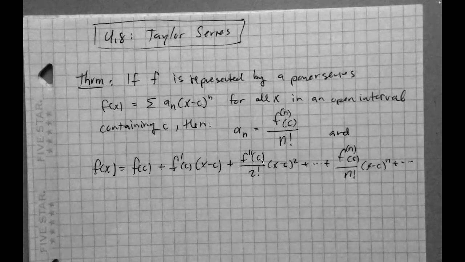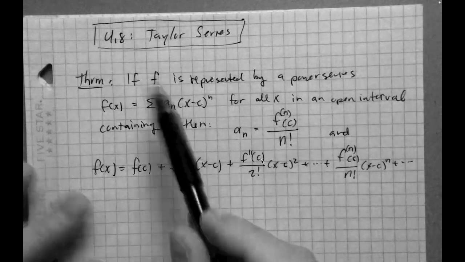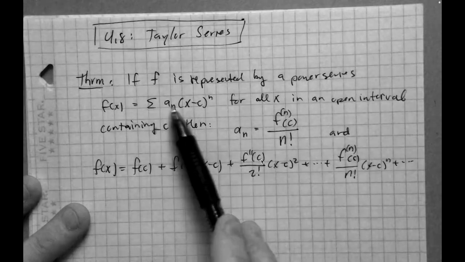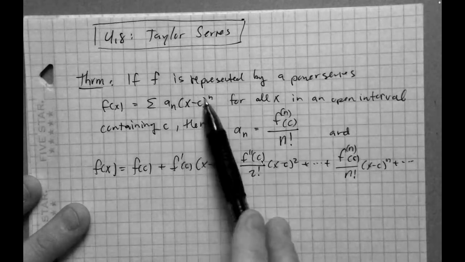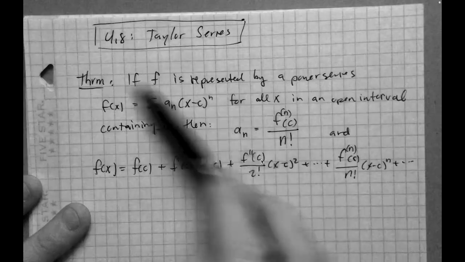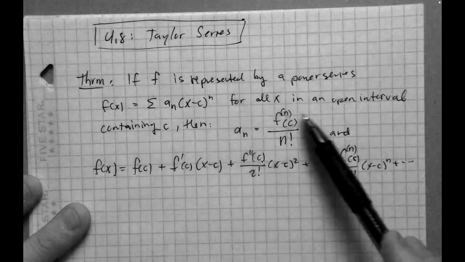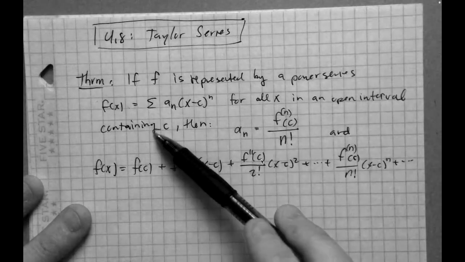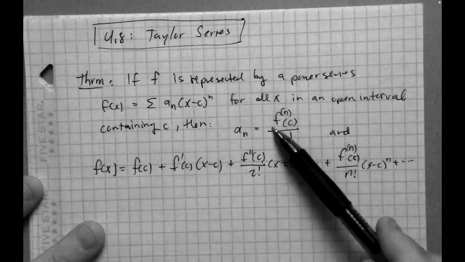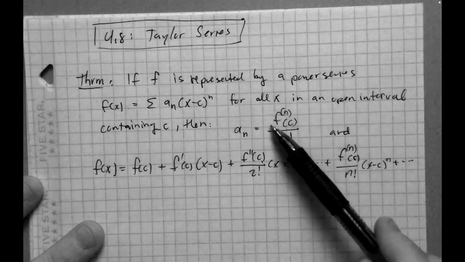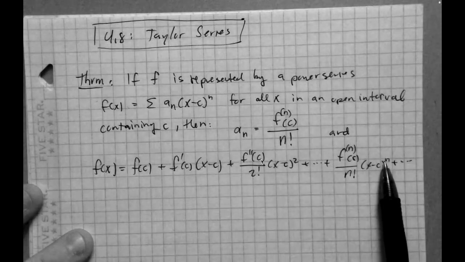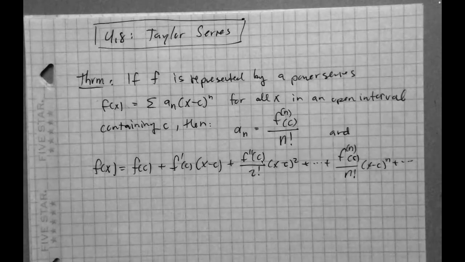But what we want to do first is make sure that we buy this. So if f is represented by a power series that has a form like this, where you've got the sum, some a n factor for each term, and then x minus c quantity raised to the nth power, and f is equal to this for all x in some open interval containing c, c being the center, then the coefficients are the nth derivative of f evaluated at c over n factorial, and the function looks like this. All right, so let's prove this.